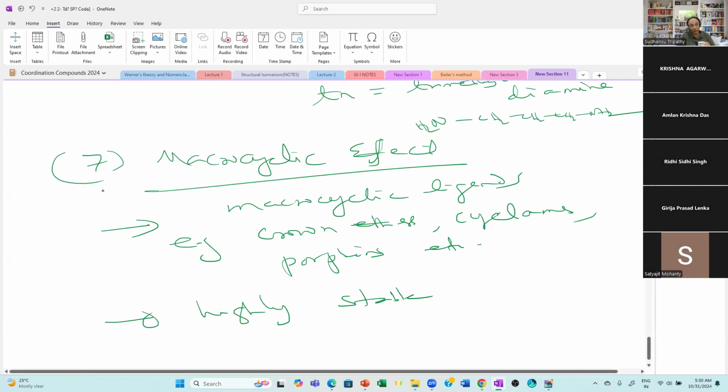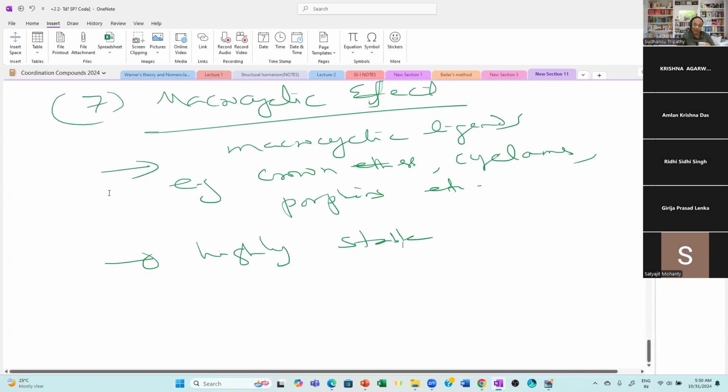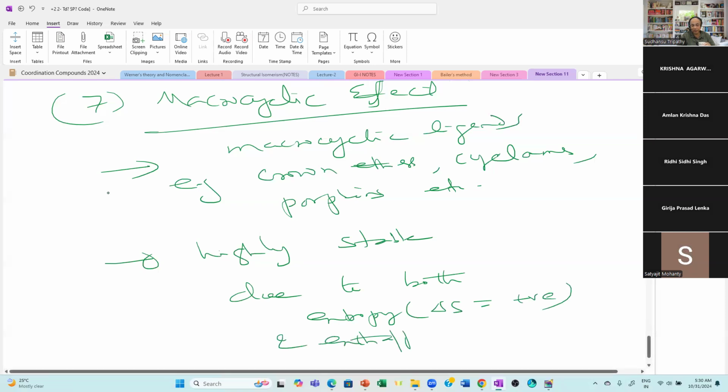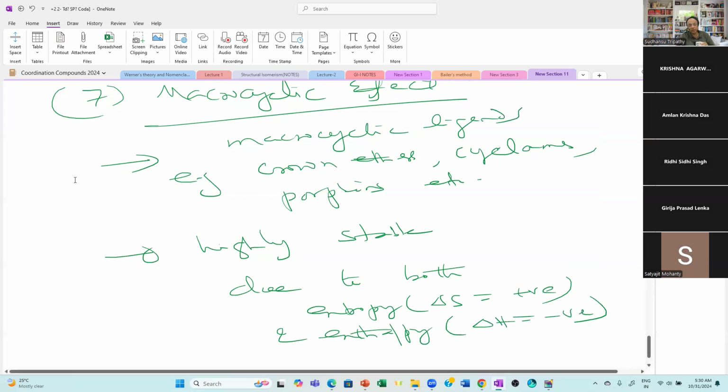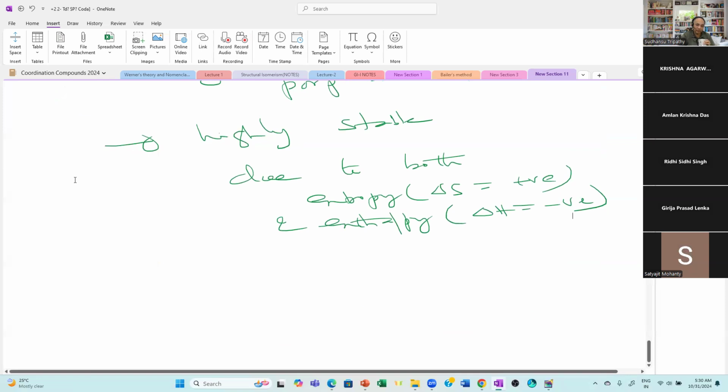Even more, the effect is more pronounced than the chelate effect due to both entropy, delta S positive, and enthalpy, delta H more negative. So it is driven both by entropy and enthalpy.